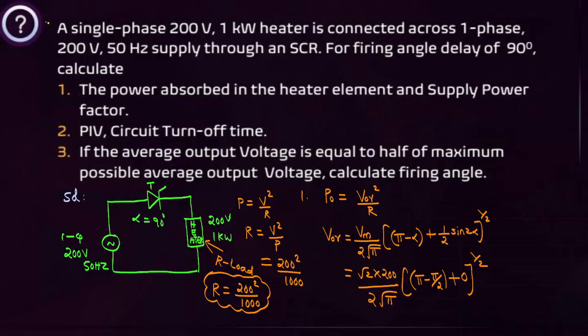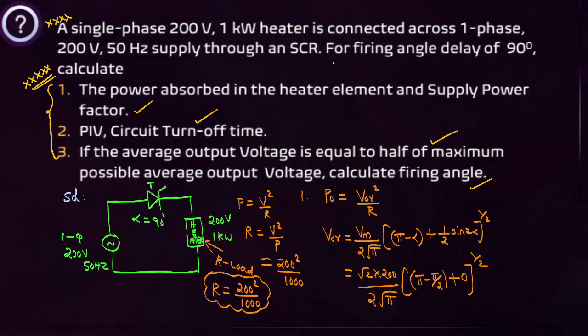Then you have to practice this question, using the formulas that I have given. At minimum, try to practice these questions. This is your final preparation for power electronics for your GATE exam. Just practice this question: what are the power absorbed in the heater element and the supply power factor? What are the peak inverse voltage and circuit turn off time? If the average output voltage is equal to half of the maximum possible average output voltage, calculate the firing angle.